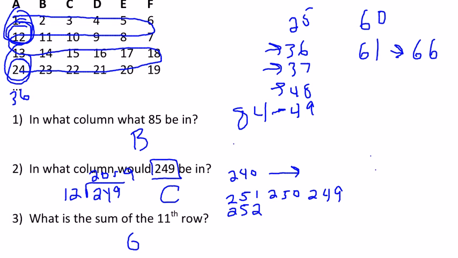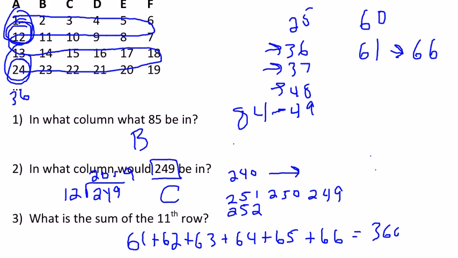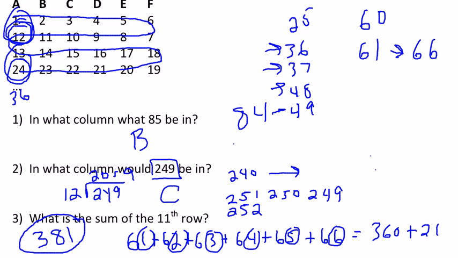There are a couple different ways you could do that. Probably the easiest way, since they're all in the 60s, is to recognize that you can break it down into 6 numbers that have a 60 in it, so that would be 360, plus the ones digits, 1 plus 2 plus 3 plus 4 plus 5 plus 6, which is 21. So 360 plus 21 is just 381. And so 381 would be the sum of the 11th row of that column.